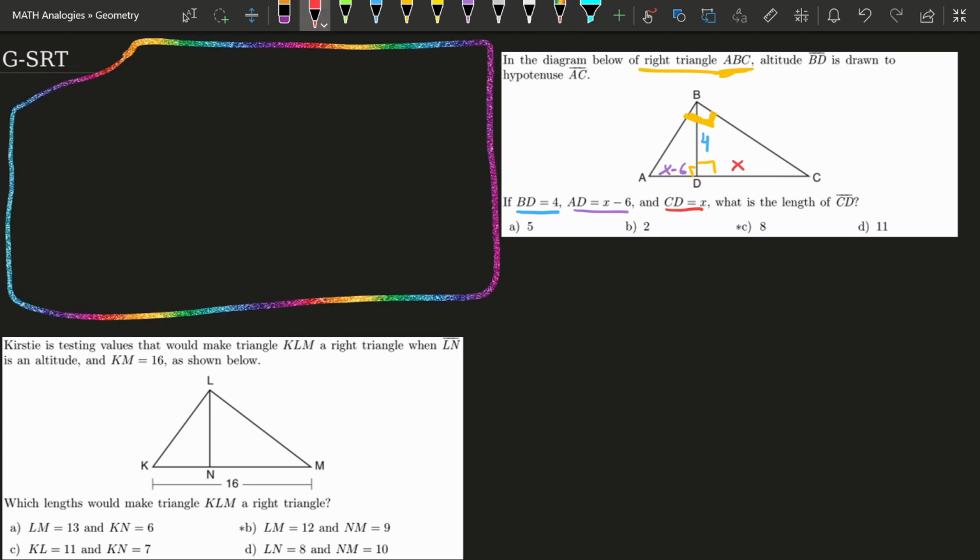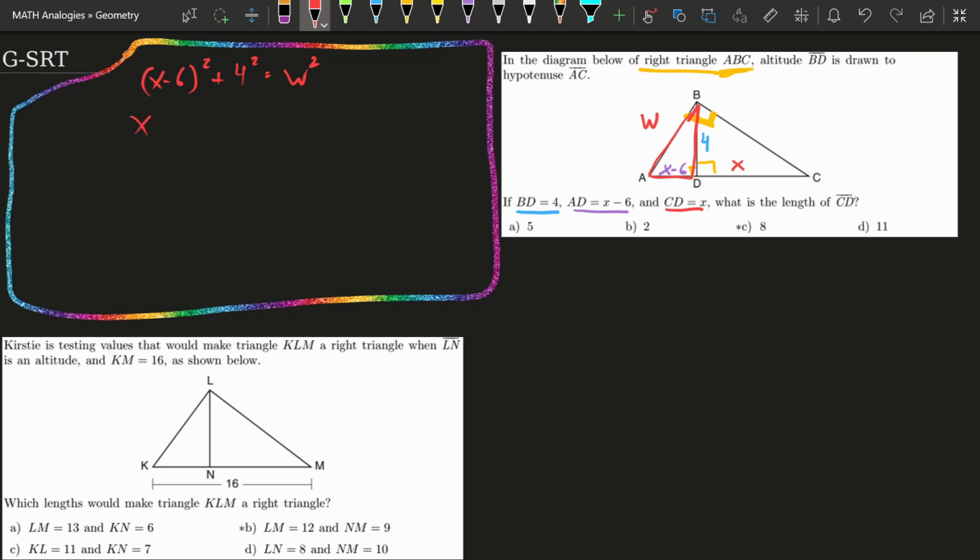So for this tiny triangle over here on the left-hand side, we know x minus 6 squared plus the 4 squared equals this mystery squared. So why don't we call this W? Notice it could be any letter, I just picked W.